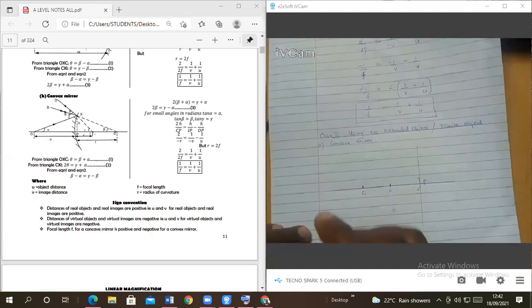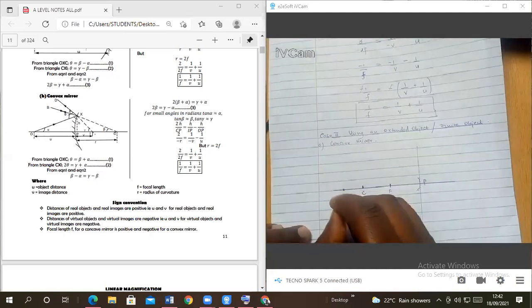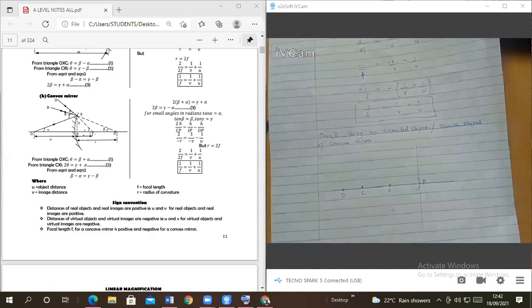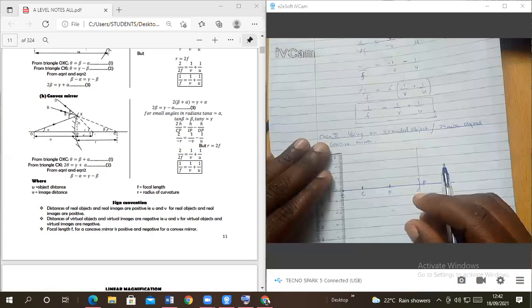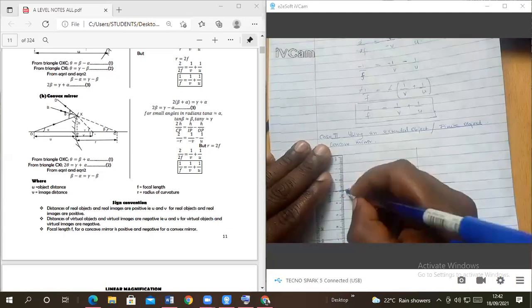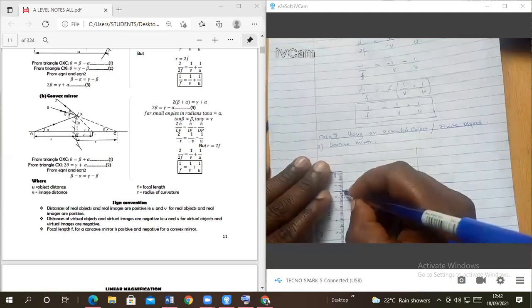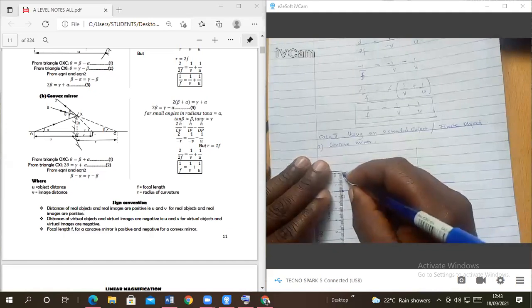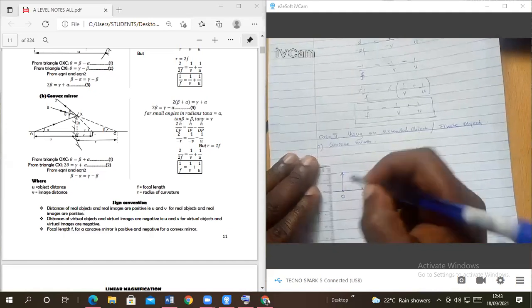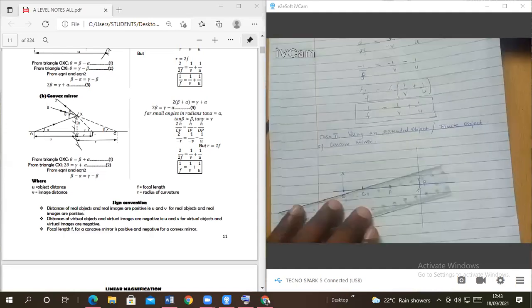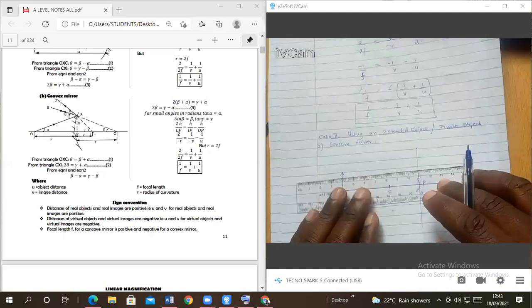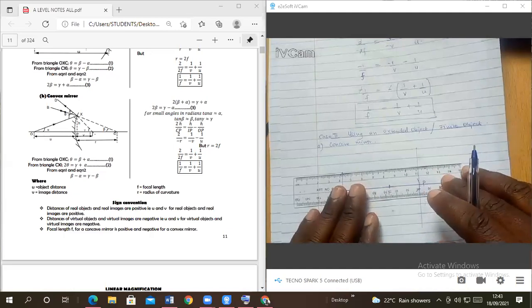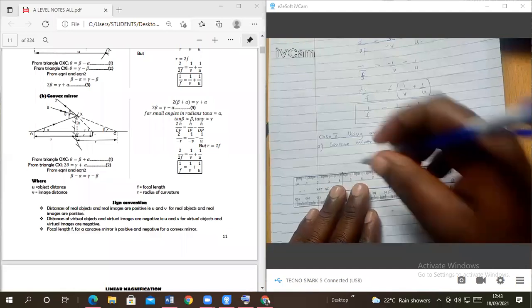Then we shall consider an object which is placed beyond C. Now, because the object is finite, we can give it, I think, 1.5 centimeters, like that. That's the object. Now we shall draw our ray diagrams. The first ray comes from the top of the object and passes through F. That's what you should know.